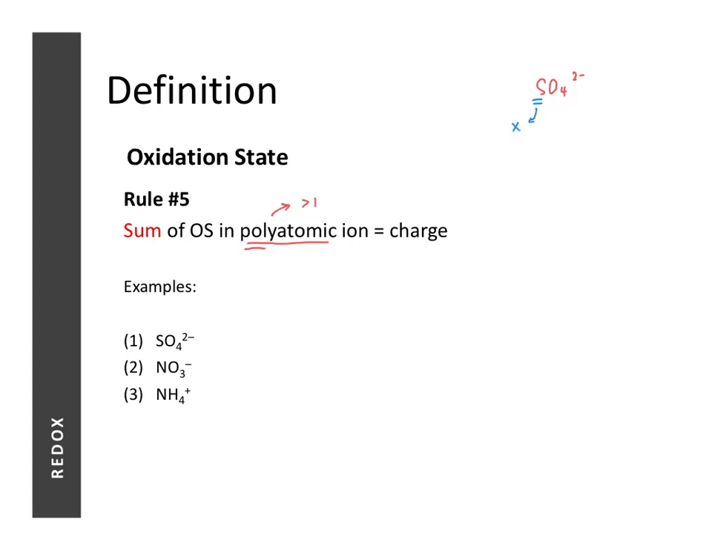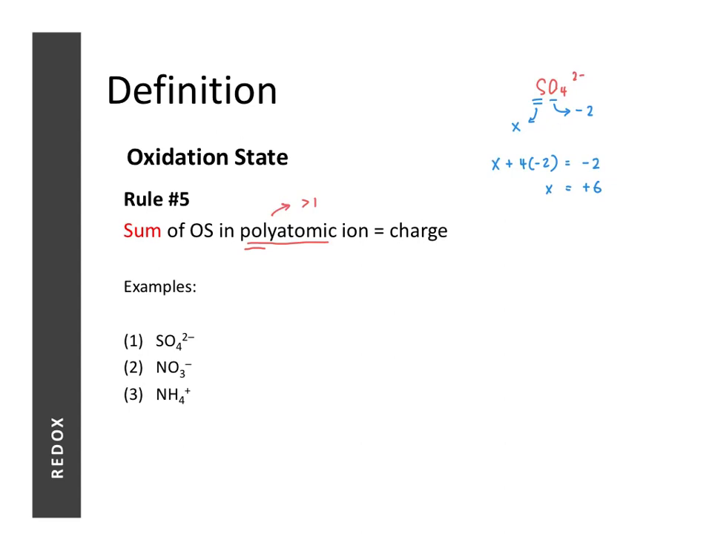So once again, we let it be X. Oxygen in a compound or combined with any other element has a fixed oxidation state of -2. So when we sum everything up, X plus 4 times -2, once again, why times 4? Because there are 4 oxygen atoms, is equal to the charge on the ion, which is -2. So if we solve for X, we will get X equals to +6, meaning the oxidation state of sulfur in sulfate is actually +6.